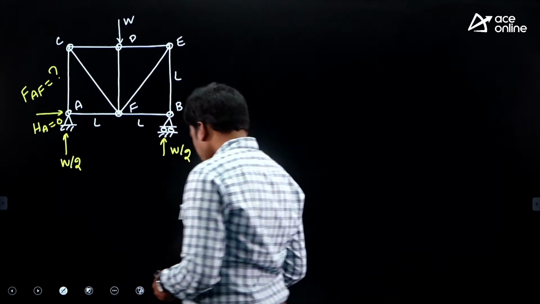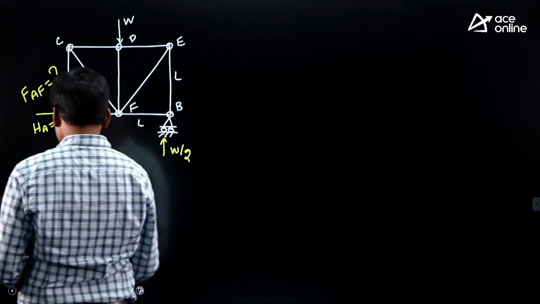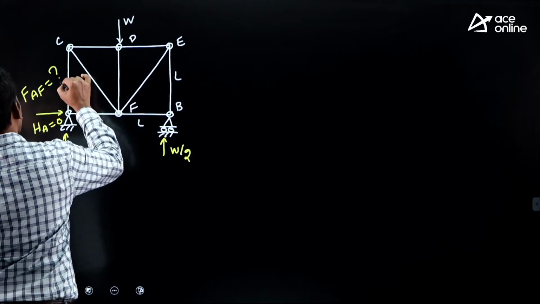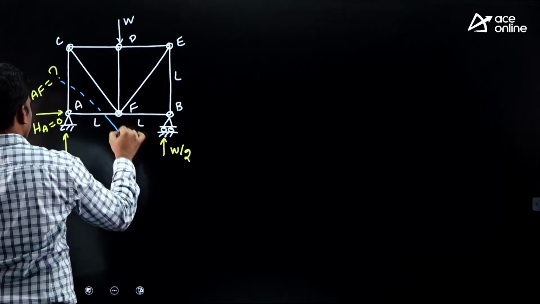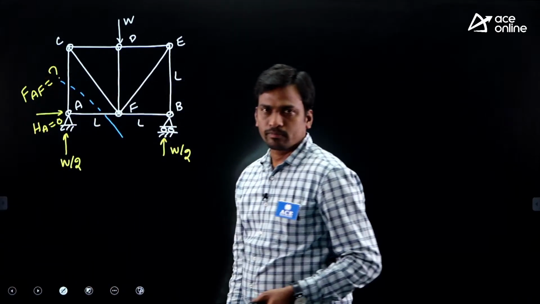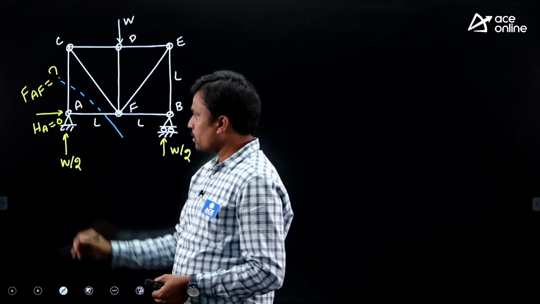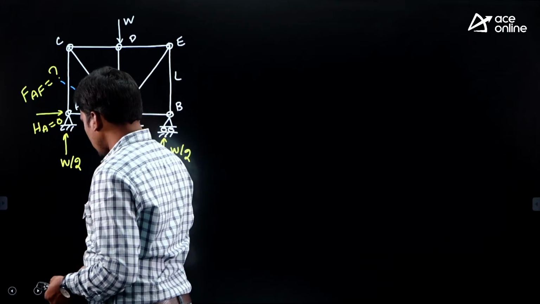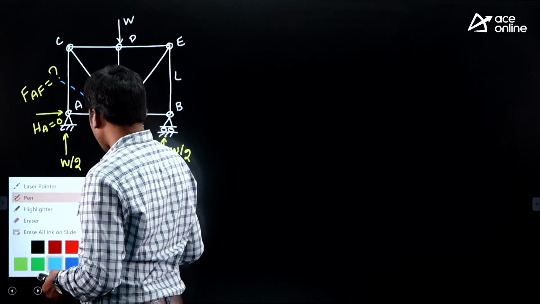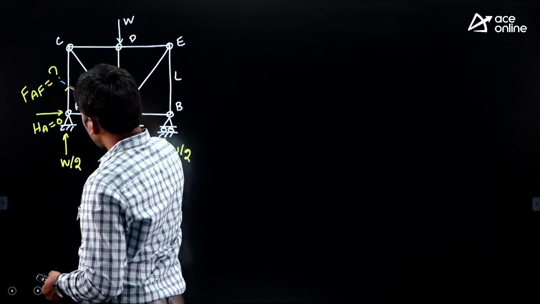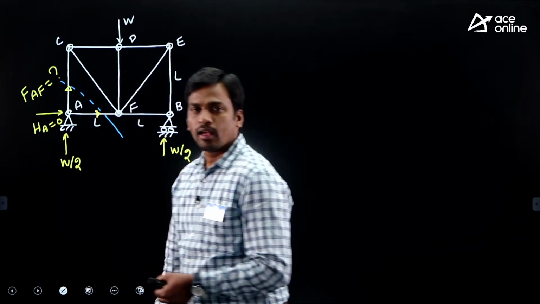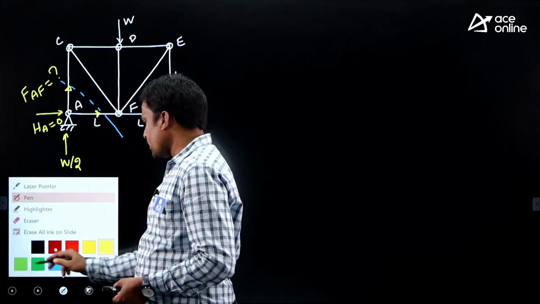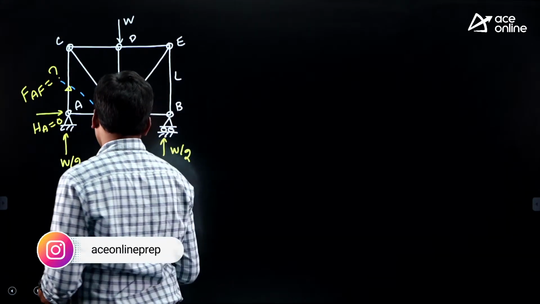Okay, for example, I'll cut the structure like this, an incline cut. Then I'll do analysis for the left part of the structure, only for the cut members, initially assuming tensile force. I'll just draw the free body diagram of the left part.